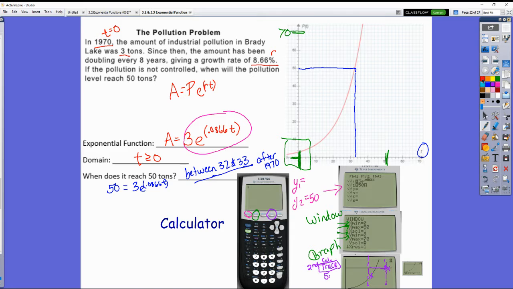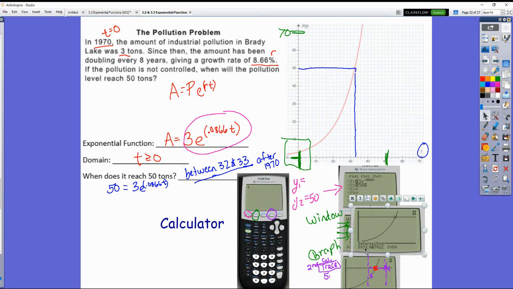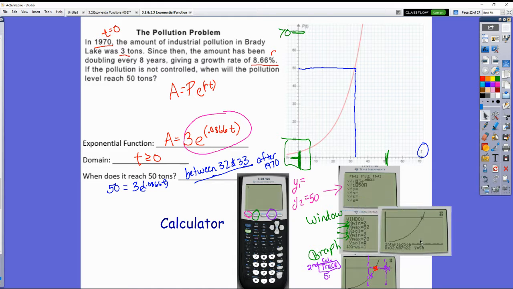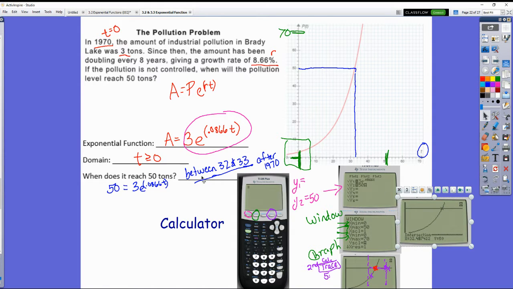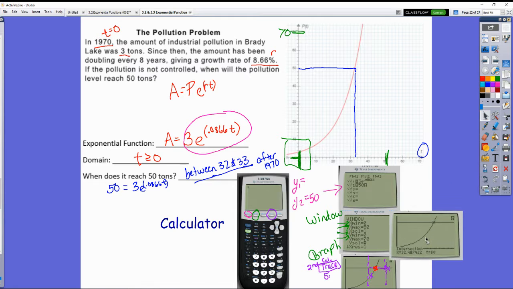All right, after that, it should have a flashing little box on the intersection, and down at the bottom, it will tell you, hopefully I can make this bigger and show you. Oh, my computer is thinking, so just a moment. There we go. It will tell you the actual value of the intersection. So the answer is 32.487. That's when it equals 50. And our answer before from just guessing was between 32 and 33. It's actually 32.487. So you can just be a little more precise.